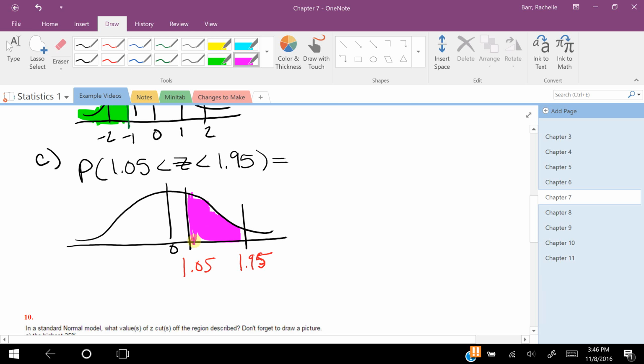Since I'm using the table, which only does area to the left, if I look up this value in the table, it would only give me the area left, which would be all of this stuff back here. And if I look up the value 1.95 in the table, it would give me all the stuff back here, right? But I want the stuff in between them, so I need to take the higher one and subtract the lower one to give me this. So I'm actually going to do the probability that C is less than 1.95, and then subtract from it the probability that C is less than 1.05. So I'm going to have to look up these 2 values in the table, bring them out here, and then subtract them to come up with the correct probability.